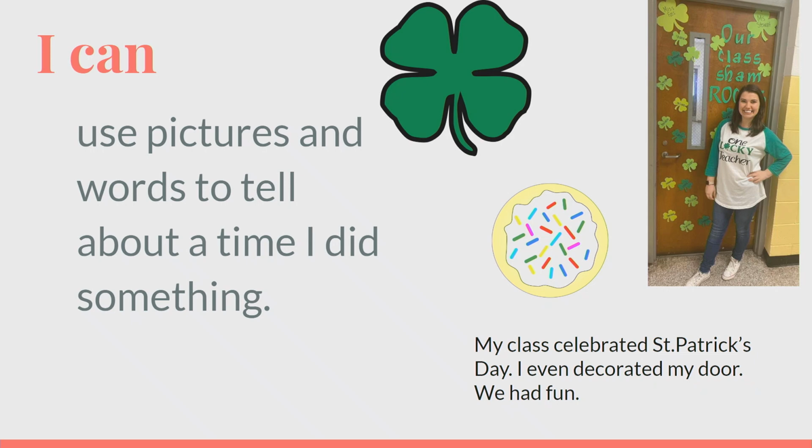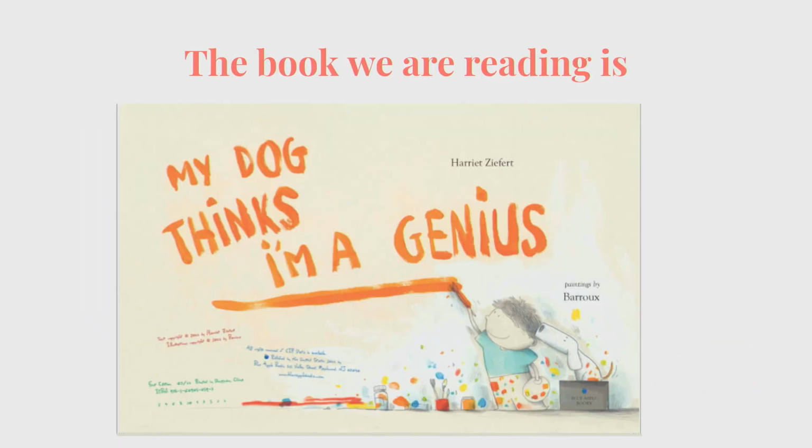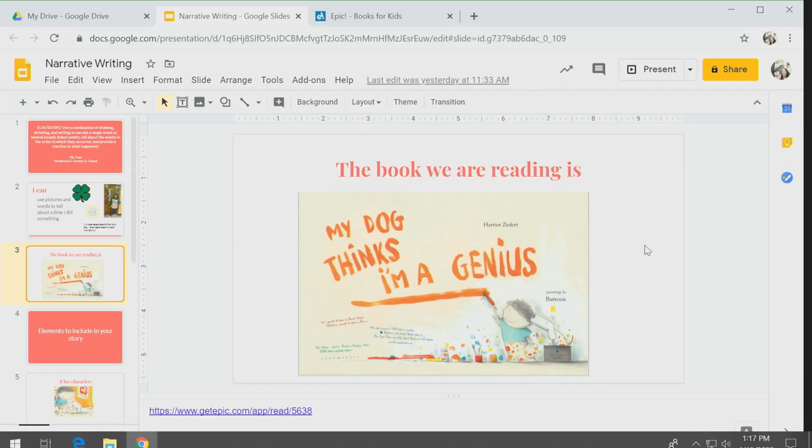And one of the things that we did on St. Patrick's Day was we decorated shamrocks. So I put a shamrock up, and then I showed you a picture of me outside of my door with shamrocks with all my class's names on it. So that's just a little bit. And so now we're going to get started with how to write your narratives. We're going to read the book, My Dog Thinks I'm a Genius, to understand what it looks like to write a narrative story.